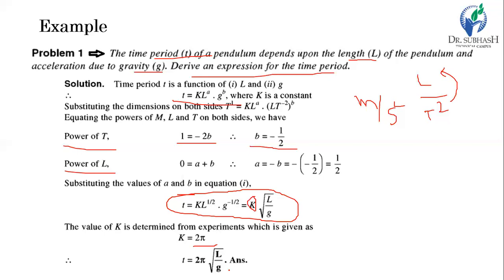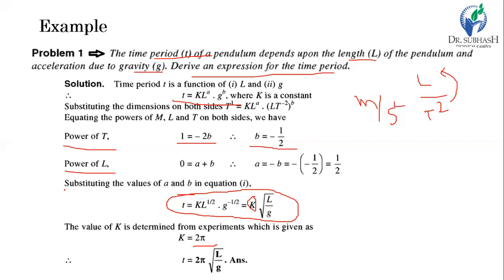In this way, you can first establish the relation between the independent and dependent variables, and after that, by performing the experiment, you can derive the constant incorporated into the equation. So this is how we can use the Rayleigh method for dimensional analysis, to get the functional relation between dependent and independent parameters.